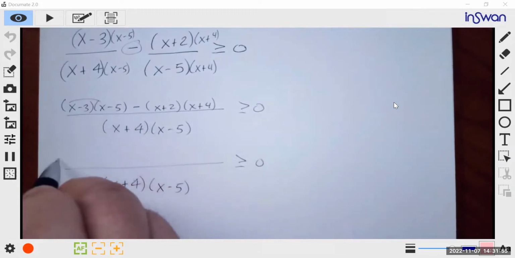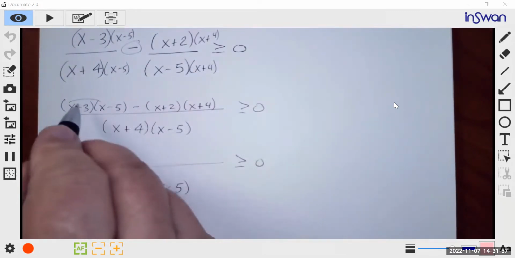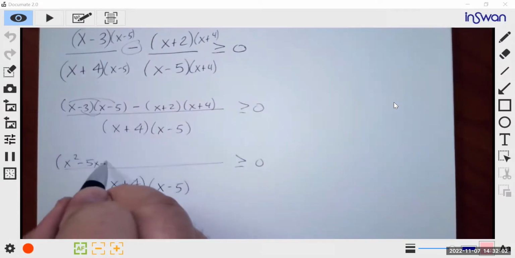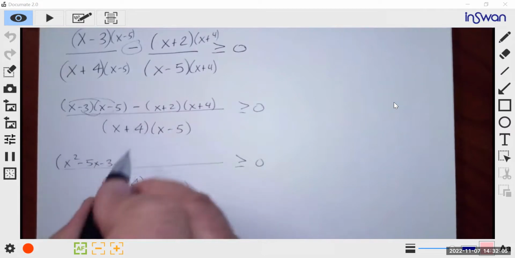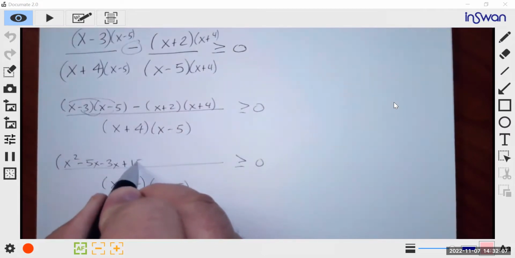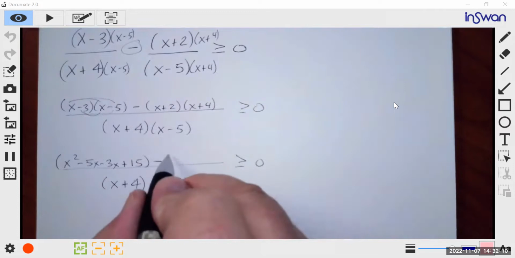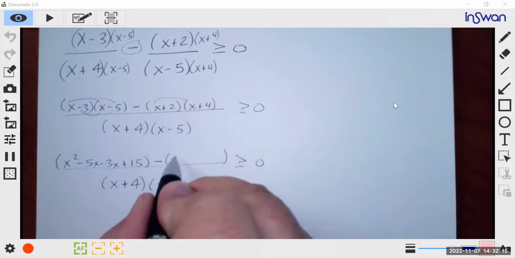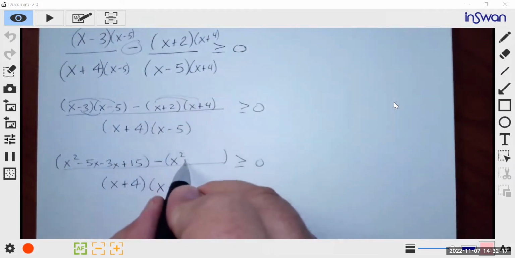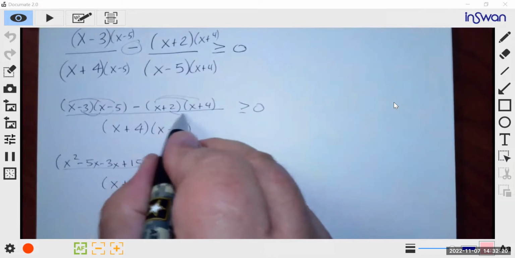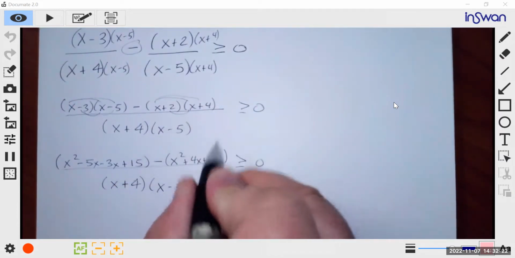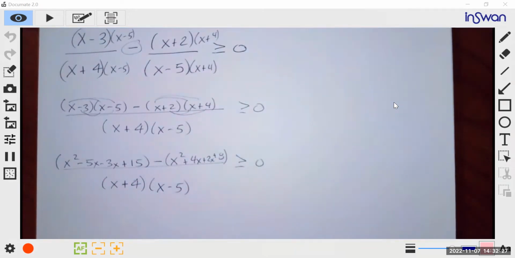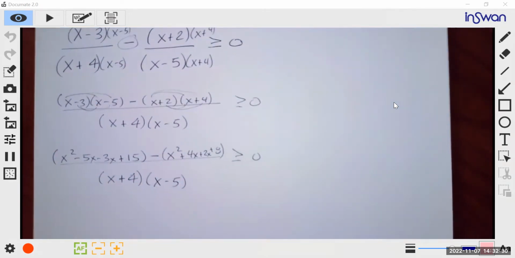So X times X is X squared, negative 5X, negative 3X, negative and negative is a positive, 3 times 5 is 15. Now, X times X is X squared, positive 4X, positive 2X, positive 8. Just do the FOIL technique there.